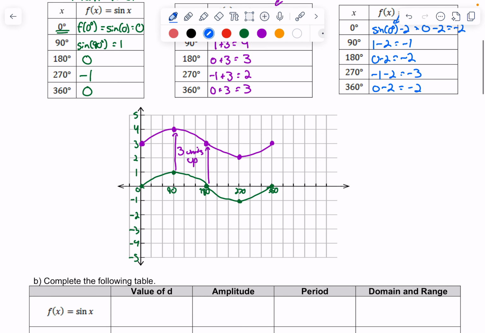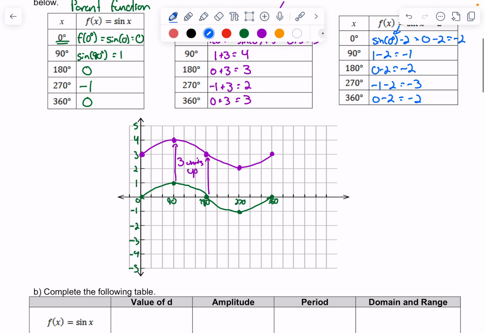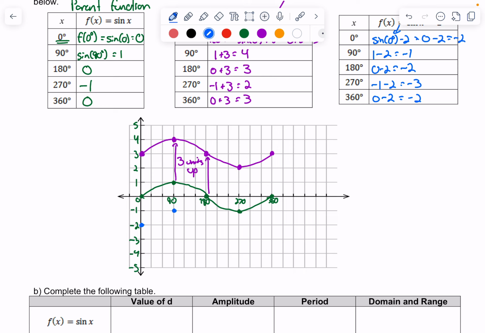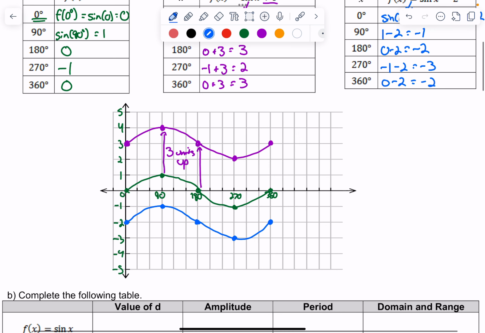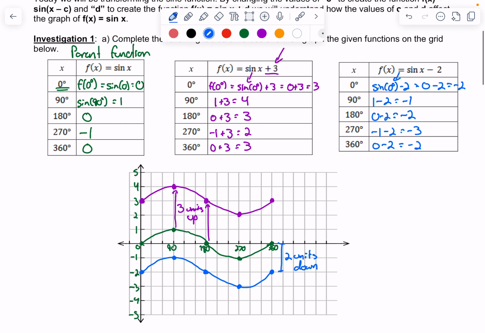Plot those points. So at 0 degrees, you're at -2 down here. 90, it's -1. 180, you're -2. 270, -3. And 360, -2. So plot your points or connect your dots. And notice that if you even just look at the backside here, you are 2 units down from your parent function. And that's because you have this -2 on the backside.